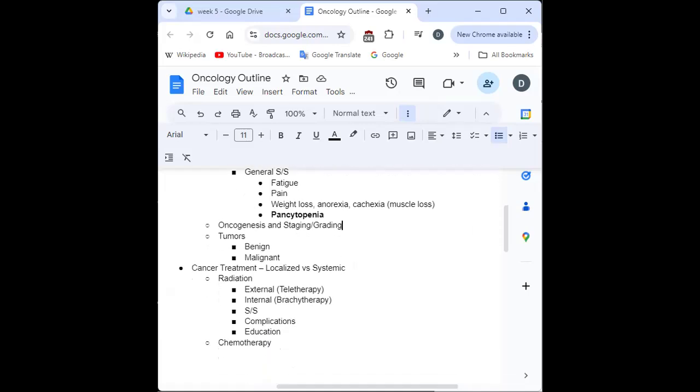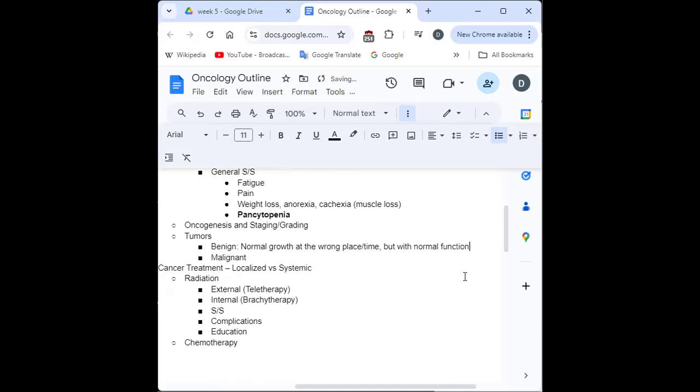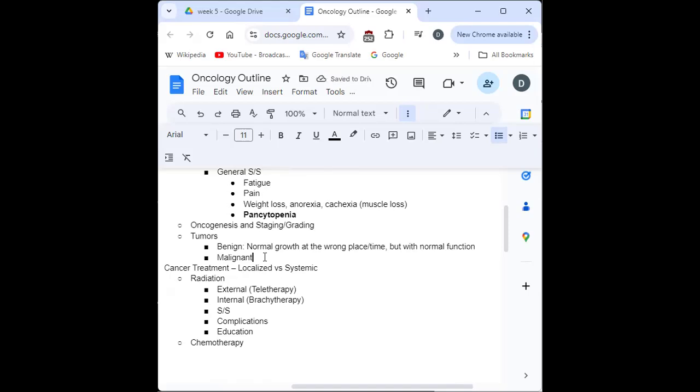Okay. And real quick, just breaking down tumors into benign and malignant. Just the understanding that benign is normal growth at the wrong place or time, but with normal function. So a benign tumor is a growth through a normal process. It's just in the wrong place or time, but it's not malignant, meaning it's not cancerous.